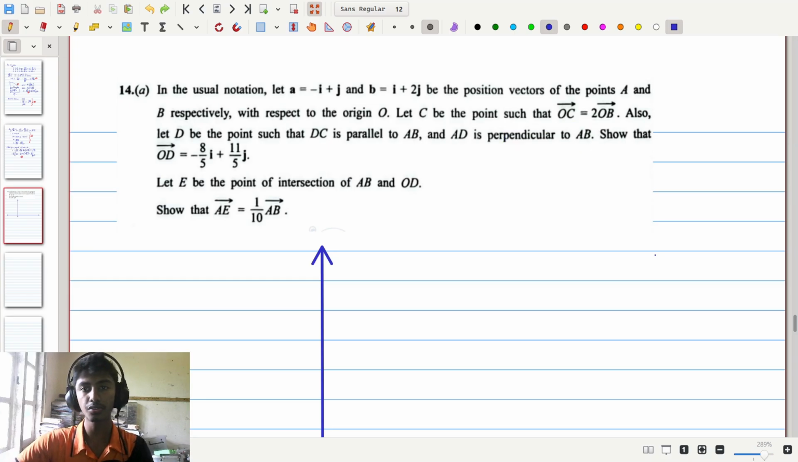Given this, we are asked to show that vector OD is equal to minus 8/5 i plus 11/5 j, and then given that E is the point of intersection of AB and OD, show that vector AE is 1/10 of vector AB. Now, to start off this kind of question, probably the best way is to draw out a diagram containing all of the points and vectors, which you could then use to draw relationships and eventually make equations that you can use in order to solve the question.